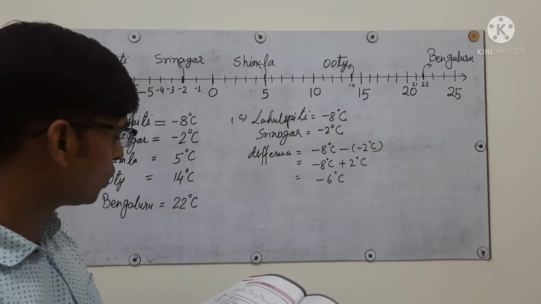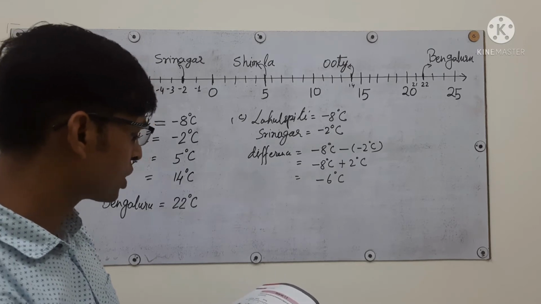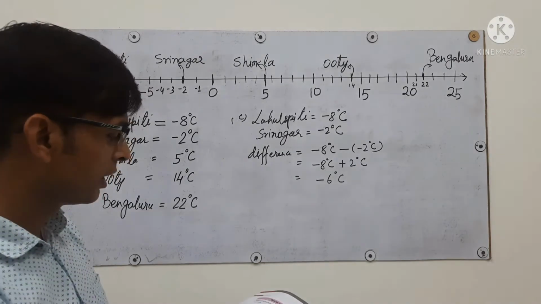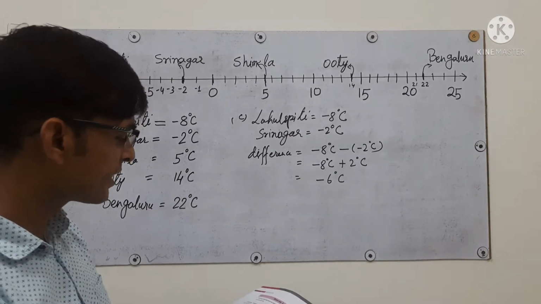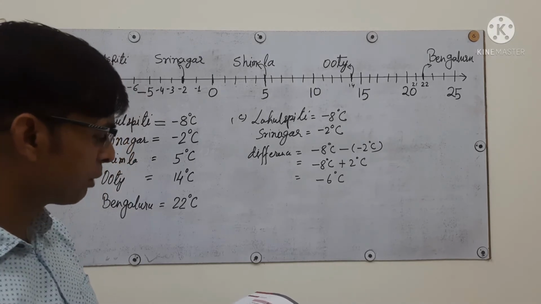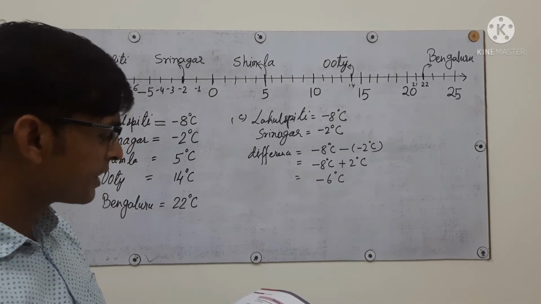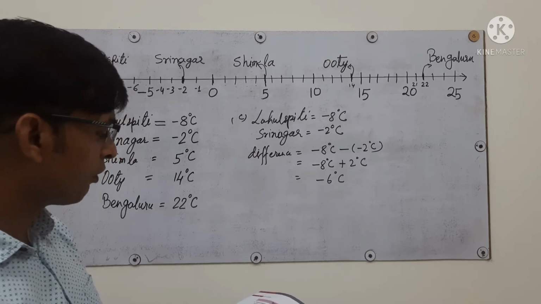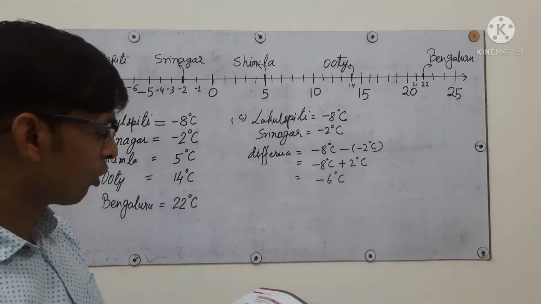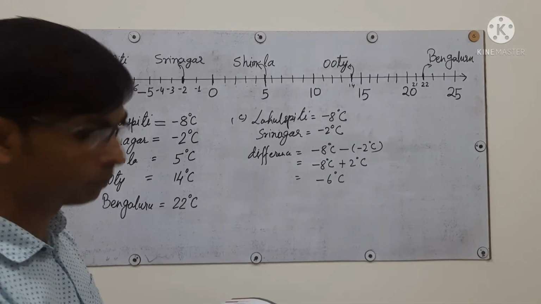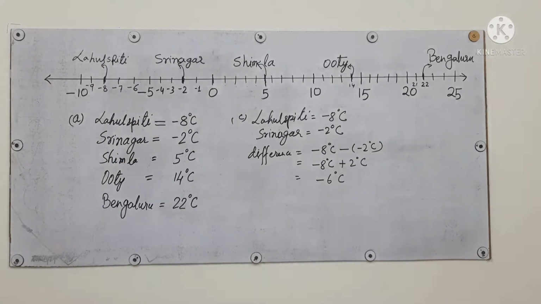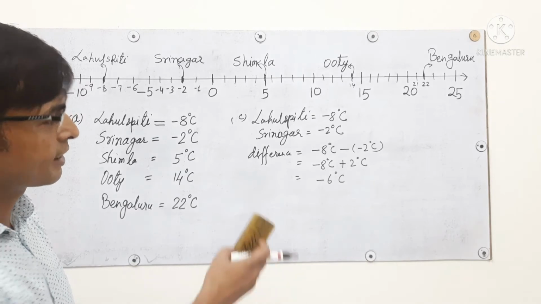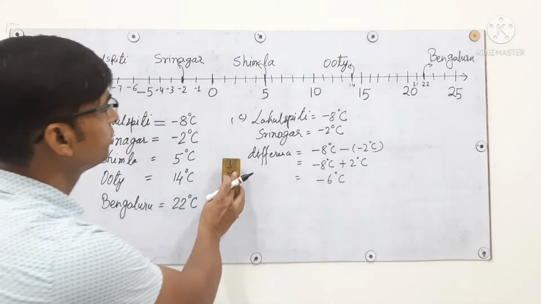And now we will do question number D. Question number D is, can we say the temperature of Srinagar and Shimla taken together is less than the temperature at Shimla? Is it also less than the temperature at Srinagar? So we will first of all find the temperature of Srinagar and Shimla. Okay students, I hope that you have done this question also.